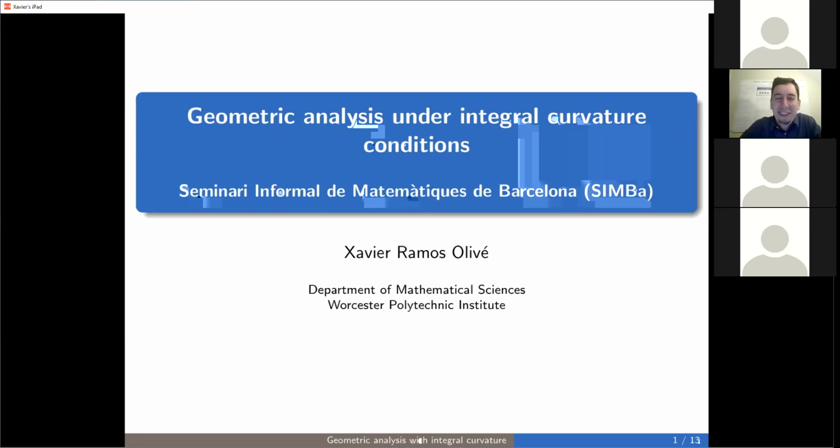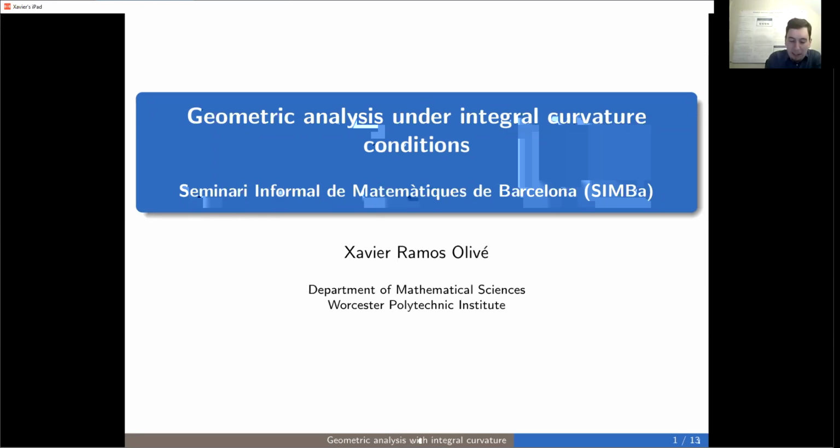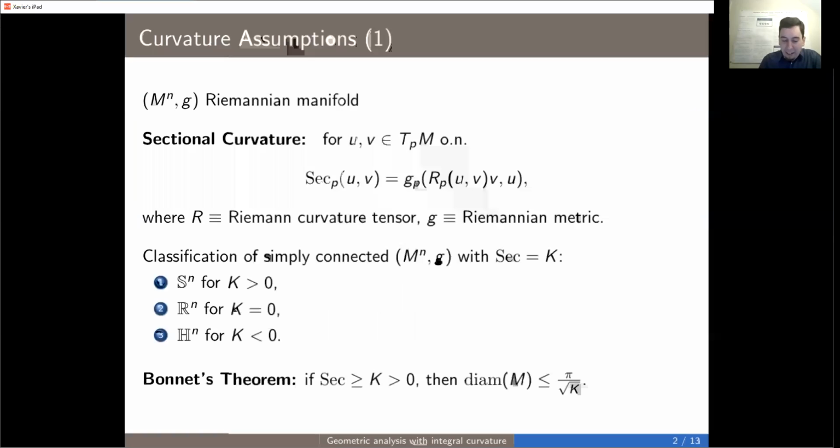So today I'm going to be talking about geometric analysis. Basically, I'm going to be presenting some classical results in this area, some comparison results. And then in particular, we're going to be focusing on some more modern conditions, if you want, which are these integral curvature conditions. Since I have to talk about curvature, let me start there and let's discuss some notions of curvature.